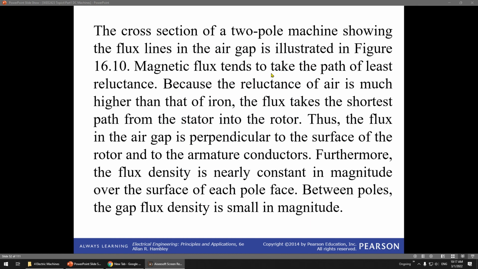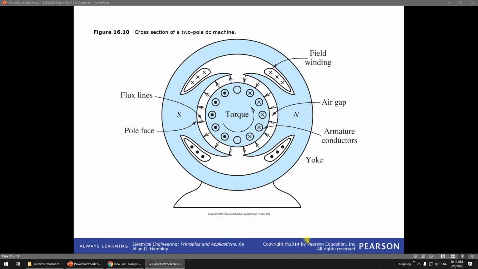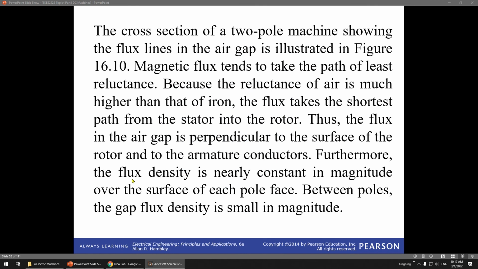The magnetic field tends to take the path of least reluctance, because the reluctance of the air is much higher than that of the iron. The flux takes the shortest path from the stator to the rotor. Thus, the flux in the air gap is perpendicular to the surface of the rotor and the armature conductor. This is basically the movement of the flux. Furthermore, the flux density is nearly constant over the surface of each pole. Between the poles, the gap flux density is small in magnitude.